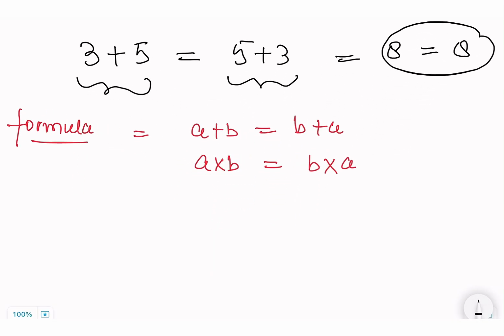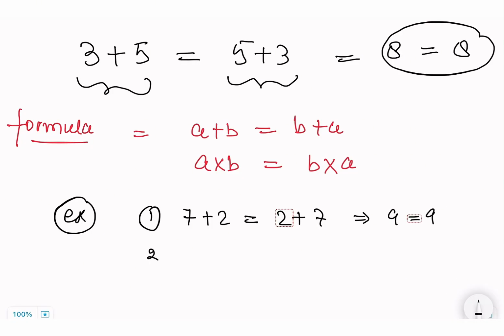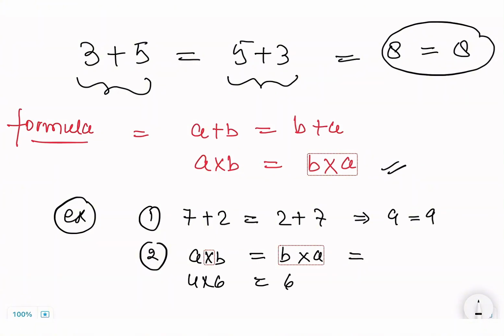Let's see further with some examples. Suppose I'm writing 7 plus 2 is equal to 2 plus 7. In this, both the answers will be 9 equals 9. In the second question, with this equation, A times B is equal to B times A, it's going to be 4 times 6 is equal to 6 times 4. 24 equals 24.